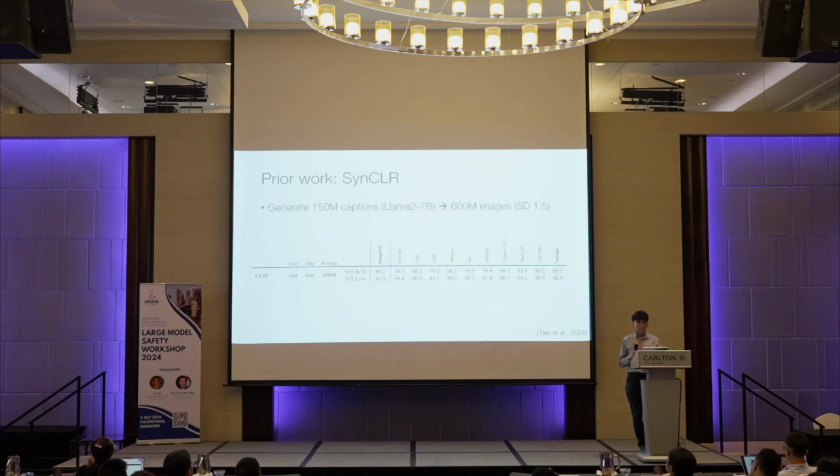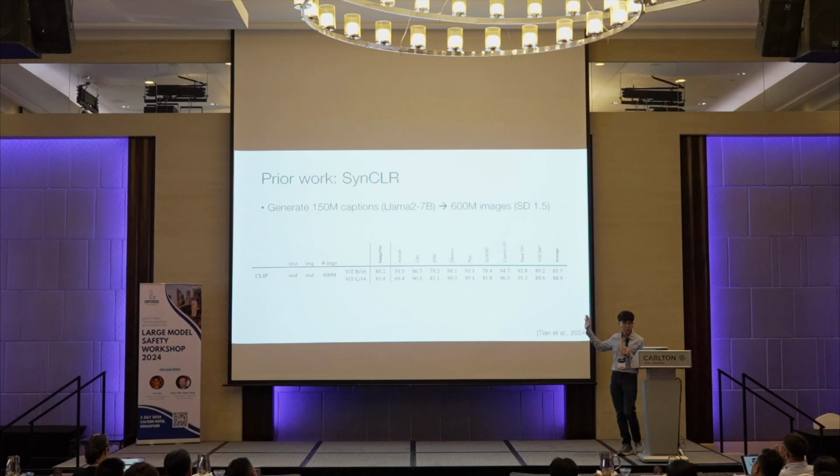As a sort of case study that motivated our work, there's this recent paper called SynCLR, a really cool paper from Google and MIT that just came out earlier this year. And what they did was they generated 150 million captions from Llama 2. They used that as prompts to generate 600 million images from Stable Diffusion. And then they trained a CLIP model purely on the synthetic data. Okay. And so here is the result from their paper.